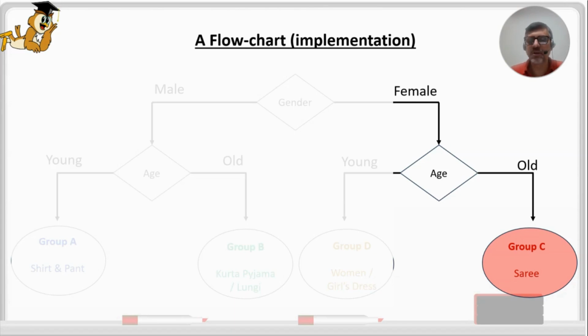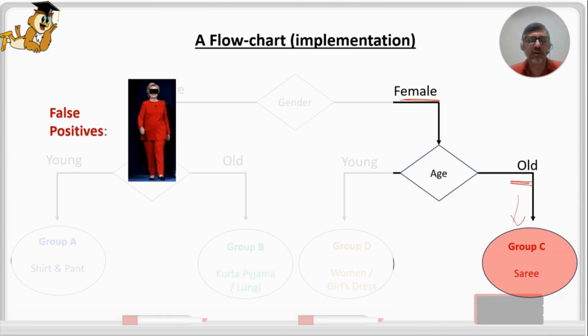In our flowchart implementation that we did, we said that if the gender was female, and if it was an older person, then we would predict that the person would be wearing a sari. This was what our flowchart implementation was. Now here is an example of error of type 1, false positives.